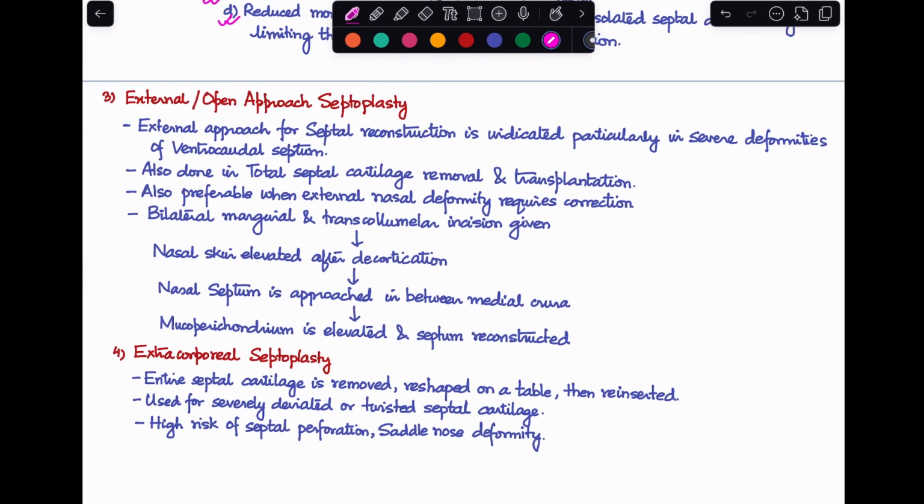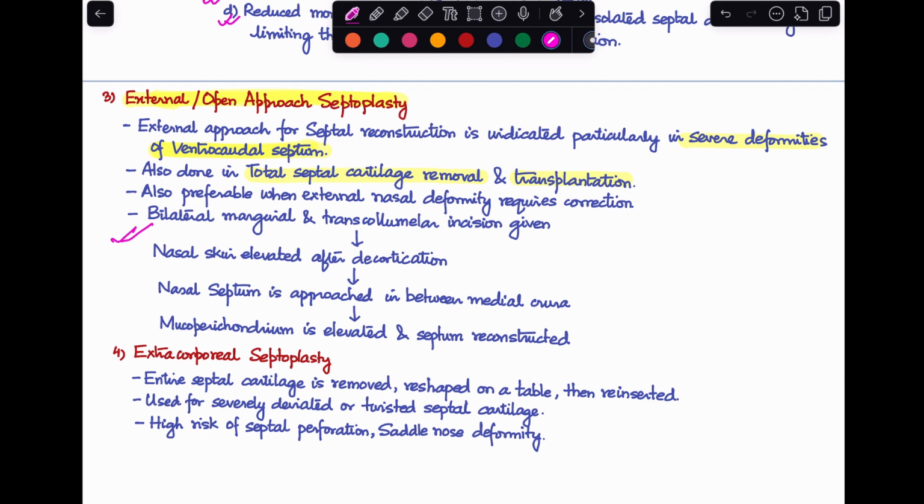And then we have two more approaches. The first one is the external or the open approach septoplasty. Now, this external approach is usually indicated when there are severe deformities of the ventrocaudal septum. Also, in cases of total septal cartilage removal and transplantation. And this will also be preferred if there is an external nasal deformity that requires correction along with the septal deformity itself. In this case, we give a bilateral marginal and transcolumellar incision.